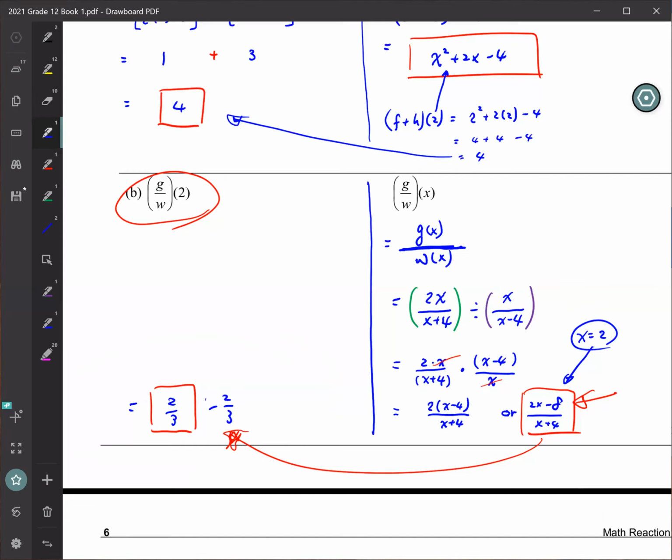What did you get in the numerator first? I got -4. Okay, denominator? I got 6. You got 6, right? 2 plus 4, right? Yeah. Okay, and if you reduce that, it becomes -2/3. Very good, right?